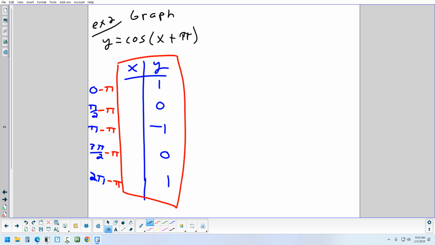All right. What's 0 minus pi? Negative pi. What's pi minus pi? It's pi take away pi, so it's just 0. Taking away the same thing from itself. And what's 2 pi take away 1 pi? Pi.